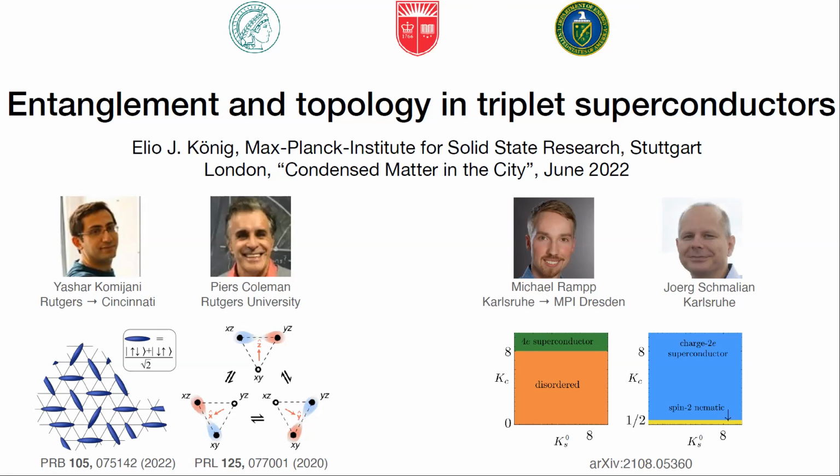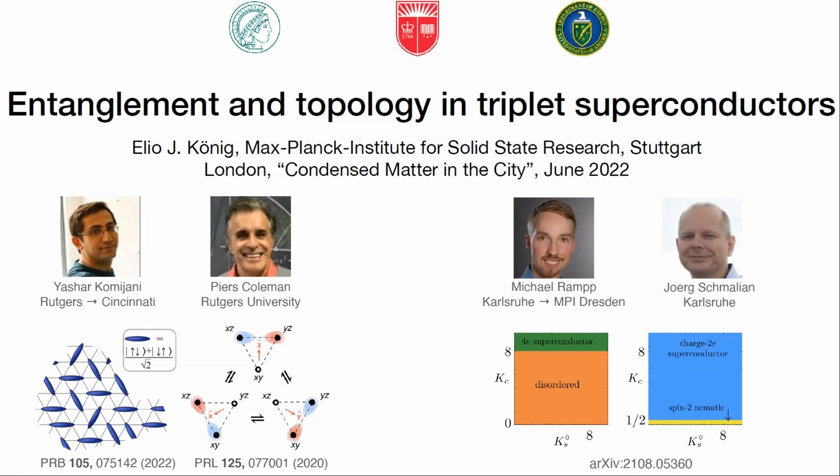This is the second talk that I'm giving here, and it's actually two stories that I'm telling you. For both stories, there are collaborators, two of whom are at the conference, namely Pierce and Jörg. The other collaborators are Yashar Mijani, who's now junior faculty at Cincinnati, and Michelle Rump, who is now a PhD student in Dresden. The common theme of this talk is strong quantum fluctuations in triplet superconductors. I'll get to that in a second.